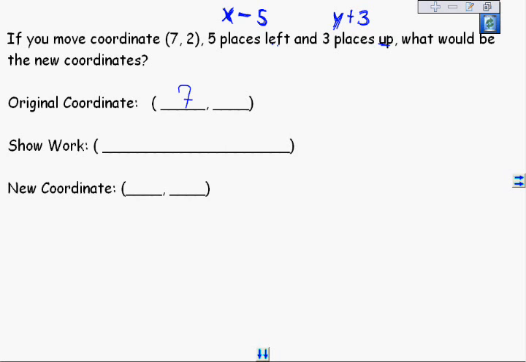We're going to write down our coordinates. Start there. You're going to show your work by plugging in the x and plugging in the y to find the new coordinates. So x is 7, and to the 7 we subtract 5. Y is 2, and to the 2 we add 3. Now you can find your answer. 7 minus 5 is 2. 2 plus 3 is 5.